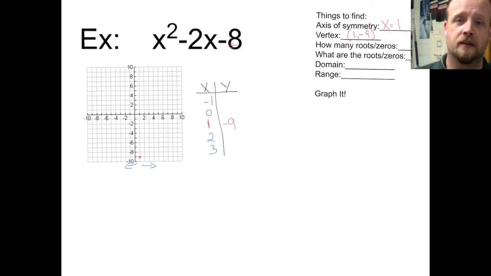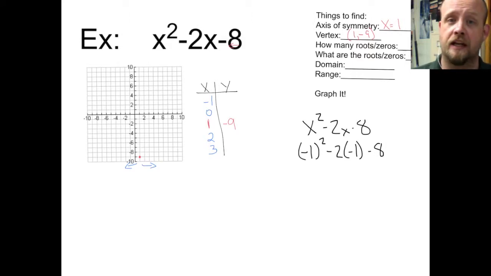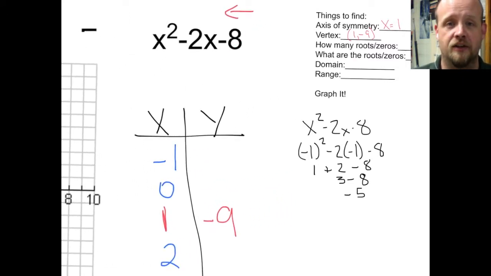Let's look at our original equation once again. Our original equation is x squared minus 2x minus 8. We need to find the value for -1, so we'll plug in -1. So -1 squared minus 2 times -1 minus 8. Keep working it out. -1 squared becomes a +1. -2 times -1 becomes a +2. And we're subtracting 8. So 3 minus 8 gives us a grand total of -5. Now we know that our -1 x value correlates to a y value of -5.